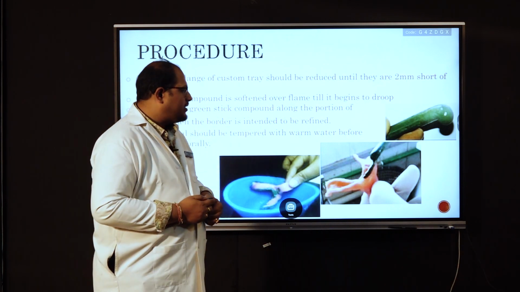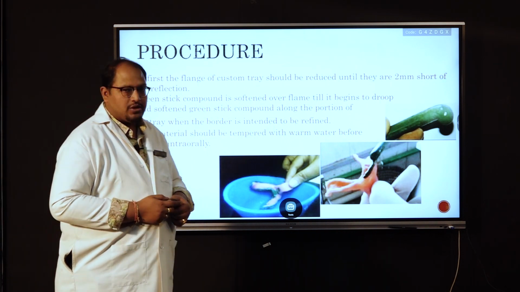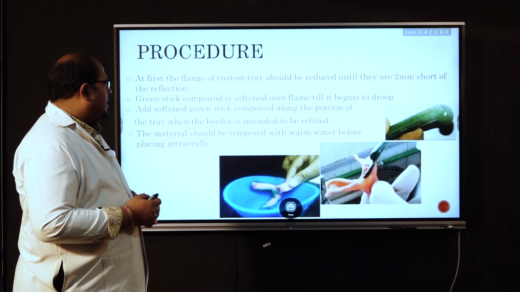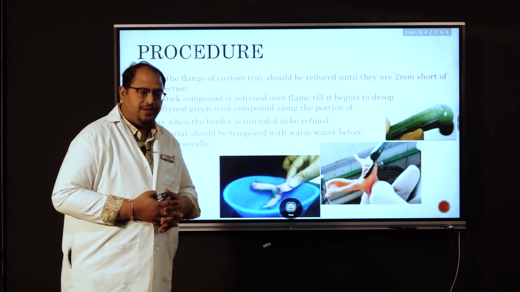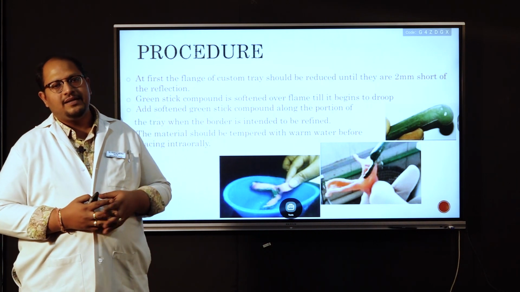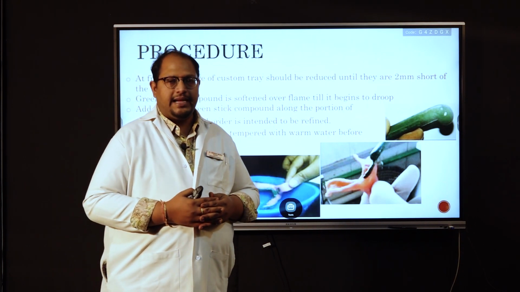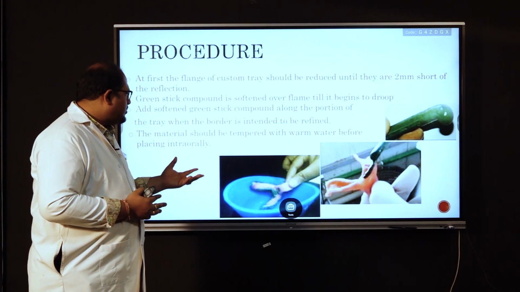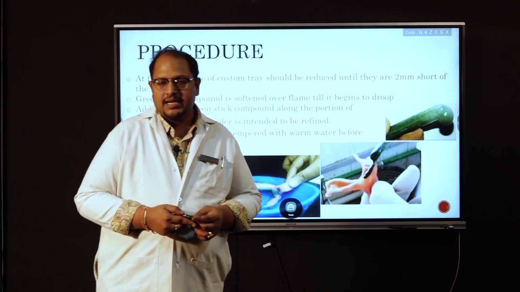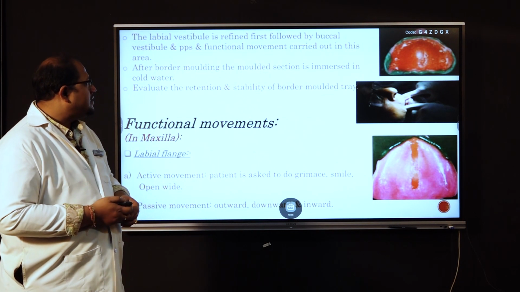So initially what we already told was that the custom tray should be refined and reduced till 2 mm short of the particular sulcus, all the reflections what we are supposed to do. You have to manipulate the green stick material, that is, with the flame you do, or some people prefer to do it with hot water, because there are some studies which show that the properties of the green stick will get distorted if we heat it in one particular section with a high temperature, right? So better is we can also do it with hot water, and then the material should be tempered in warm water before we actually start the manipulation, placing it in the patient's mouth and starting the manipulation of the functional movements in the patient, right?